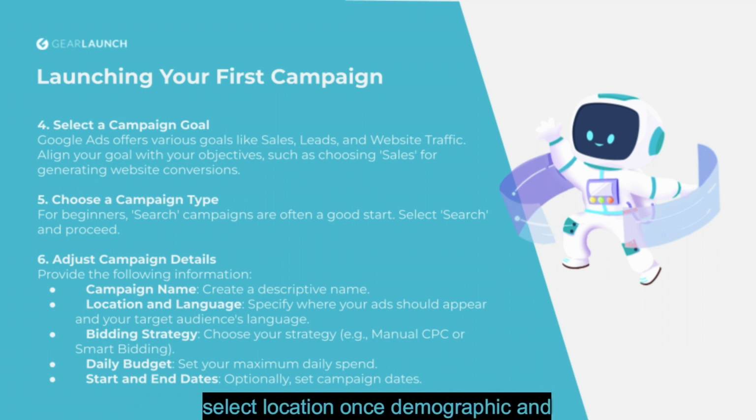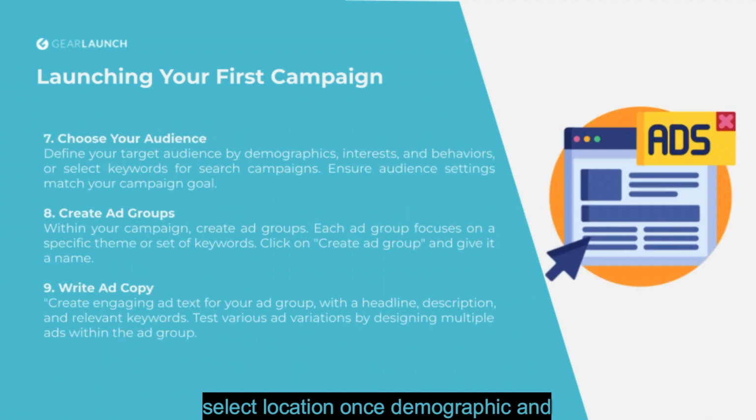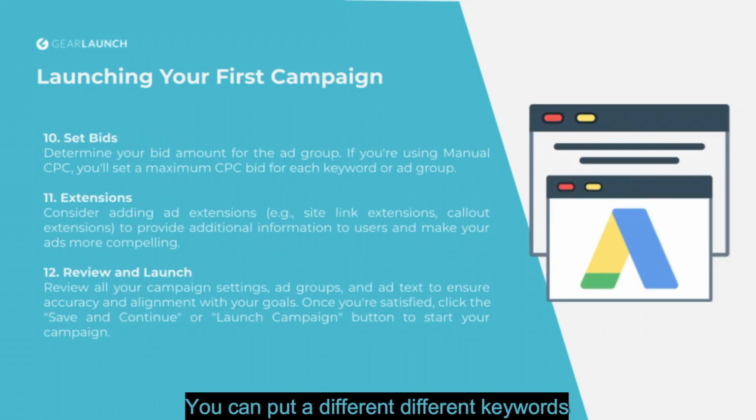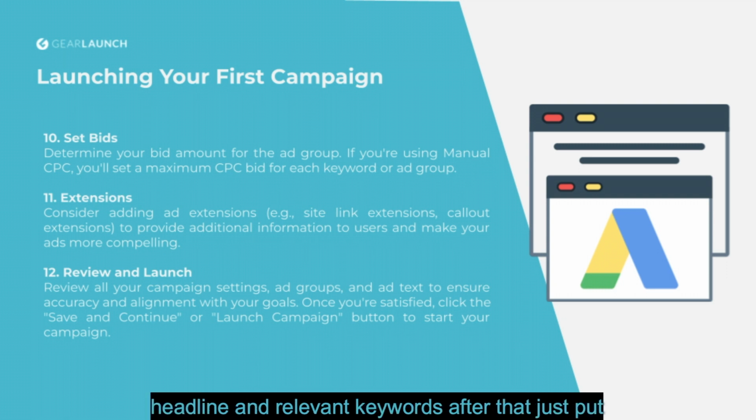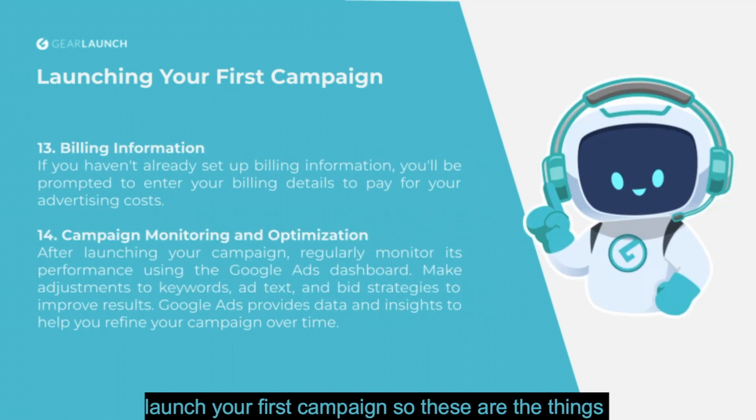After that, choose your location, then demographic and interest behavior, or you can put in the keywords in the search campaign if you are running search result ads. Once that is done, create ad groups. You can make different ad groups, and in them you can put different keywords and ad copies. Put in the description, headlines and relevant keywords. After that, just put in the bidding amount, and then you are ready to launch your first campaign.